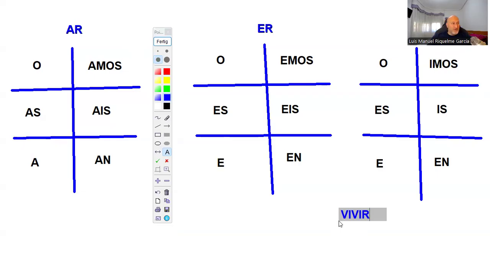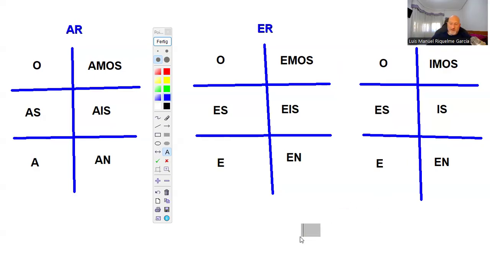So I get rid of the IR. I no longer want the infinitive. I want to conjugate it. And I start adding the different endings. Vivo, I live. Vives, you live. Vive, he, she lives. Vivimos, we live. Vivís, you, plural, live. Viven, they live.